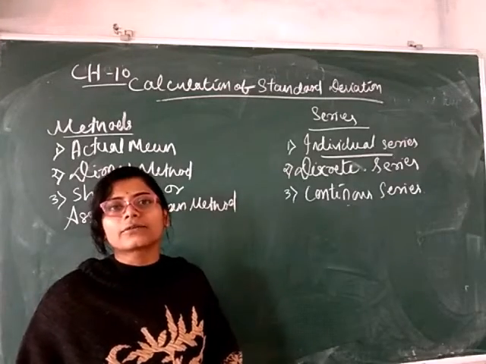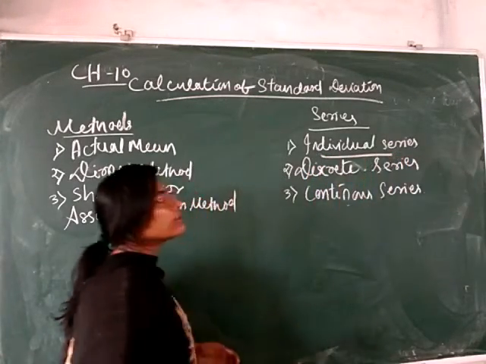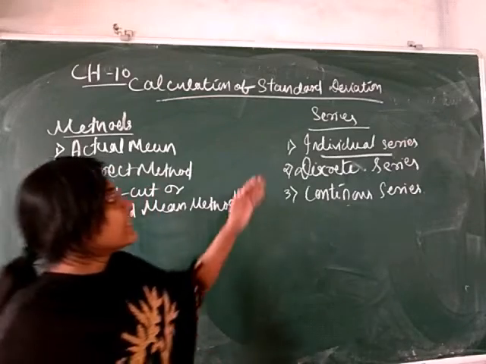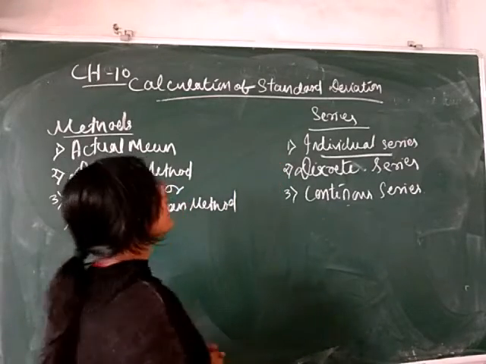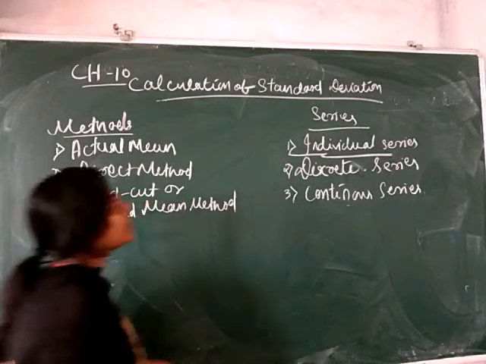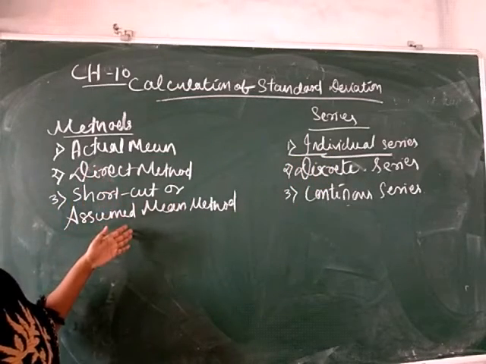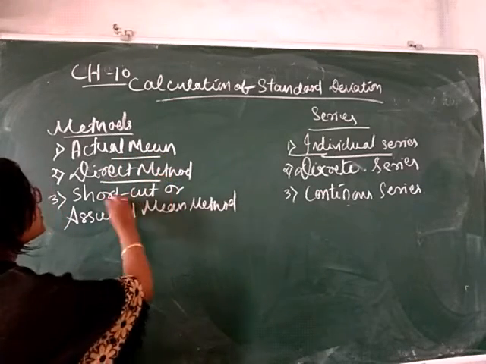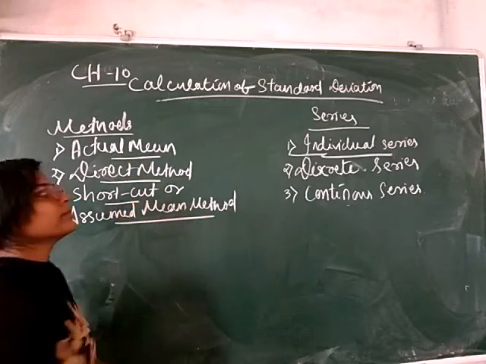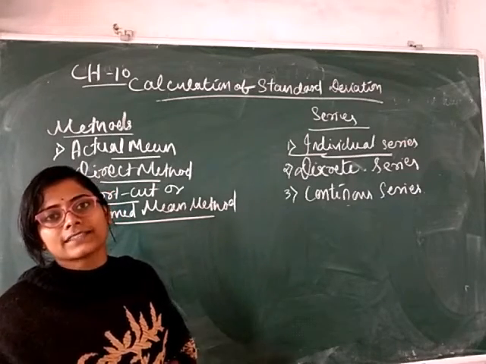In this class we calculate standard deviation under individual series. As we know, it has three series, that is individual series, discrete series and continuous series. First we focus on individual series. To calculate standard deviation, we can follow any of these three methods: first is actual mean method, then direct method, and then shortcut or assumed mean method. Let's discuss these methods one by one through an example.